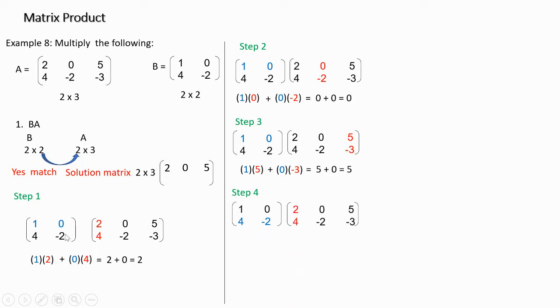So I'm gonna repeat the same process as I did in step 1, but instead of using row 1, I'm gonna use row 2. So 4 times 2 is right. So 4 times 2 plus negative 2 times 4 is gonna give me 0. So the 0 goes right there.